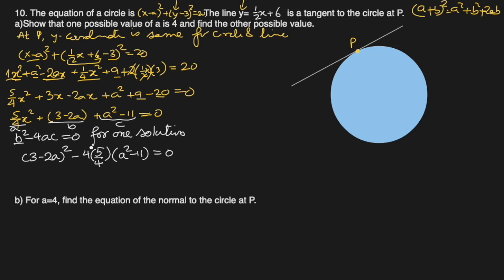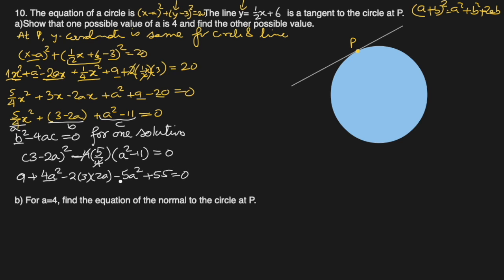So let's expand this again by the same identity I used earlier. 3 squared is 9, plus 2a squared will be 4a squared, minus 2 times 3 times 2a. In this, 4 and 4 cancel, so minus 5 times a squared is minus 5a squared. Minus 5 times minus 11 will be positive 55, equal to 0.